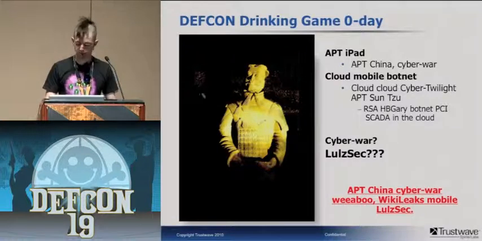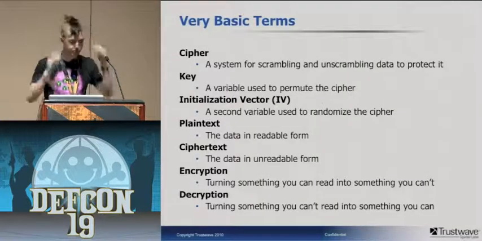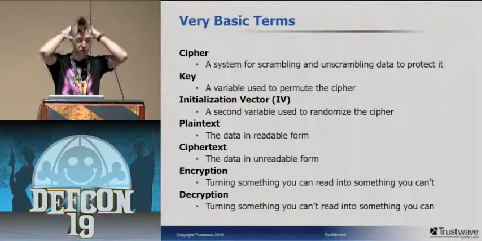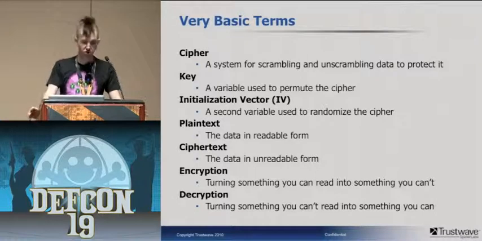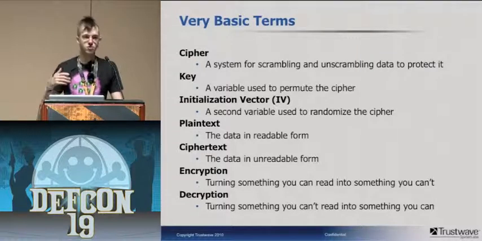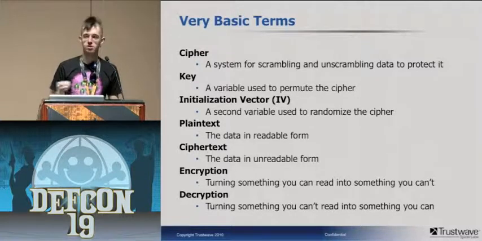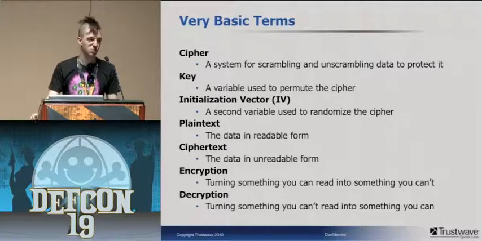So now that you're nice and primed for this talk, let's get into a primer on cryptographic terms. Some very basic stuff here. A cipher is just a system for mathematically scrambling data that you want to be hidden from certain parties. A cipher is a system for scrambling and unscrambling data. The key is the one part that you keep secret. The key is the missing variable that somebody needs to know in order to be able to unscramble the data.